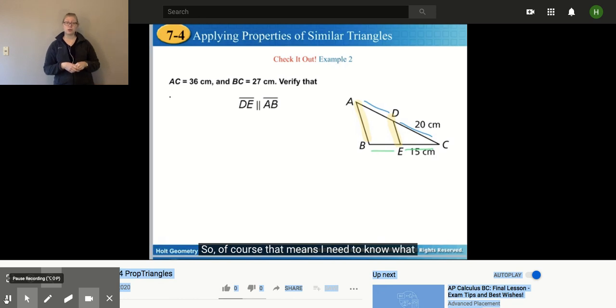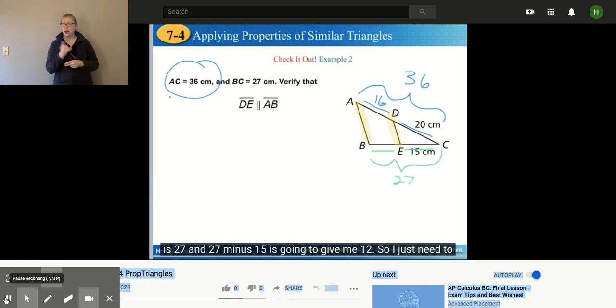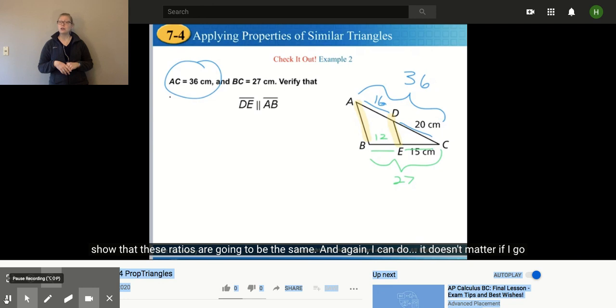So of course that means I need to know what AD is and what BE is. And I can figure that out because over here it tells me that AC is 36 centimeters. So if this is 36 and DC is 20, then 36 minus 20 gives me 16. So AD is 16. And then similarly, I can calculate the length BE because BC is 27, and 27 minus 15 is going to give me 12. So I just need to show that these ratios are going to be the same.